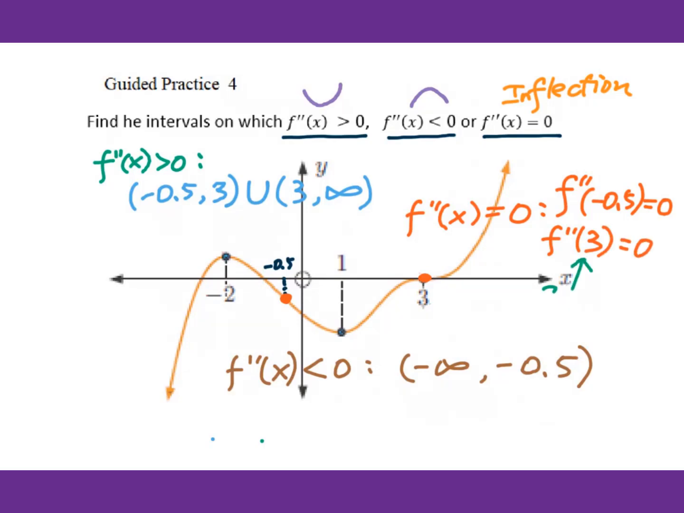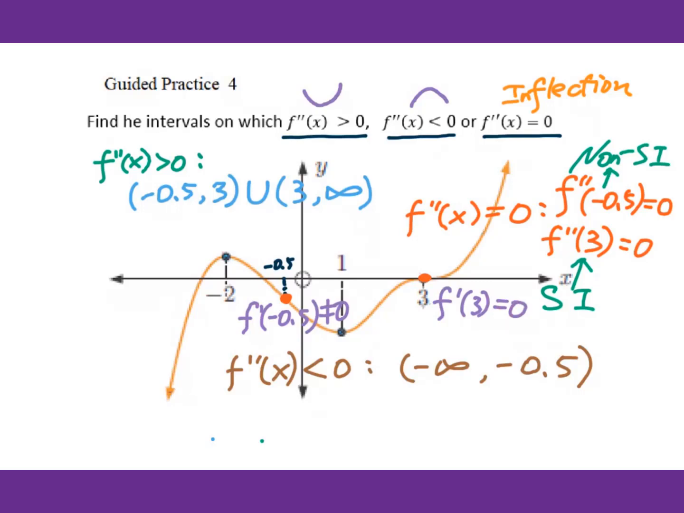This is a stationary inflection point. This is a non-stationary inflection point, because for x equals negative 0.5, the first derivative is not equal to 0. But for x equals 3, the first derivative equals 0.